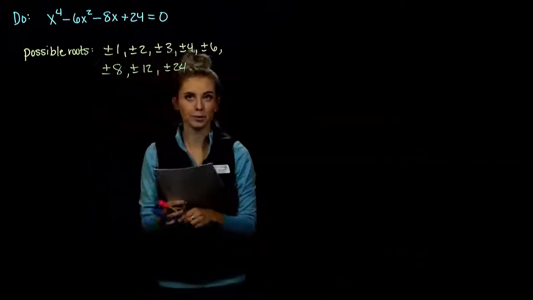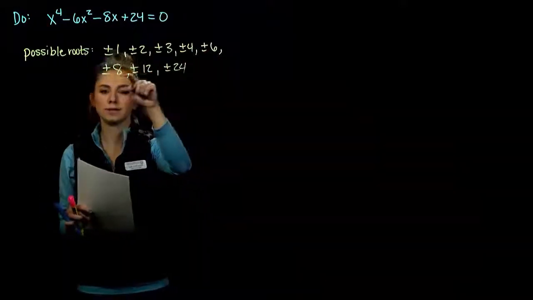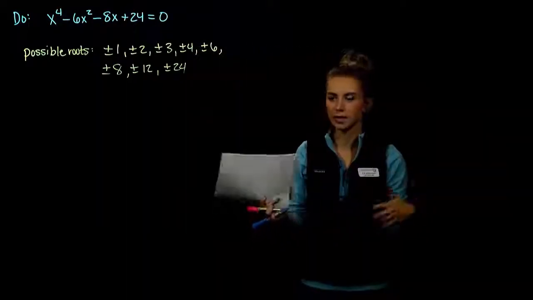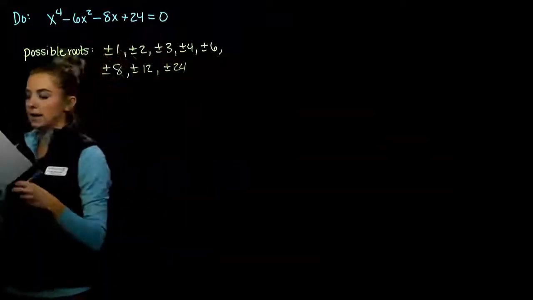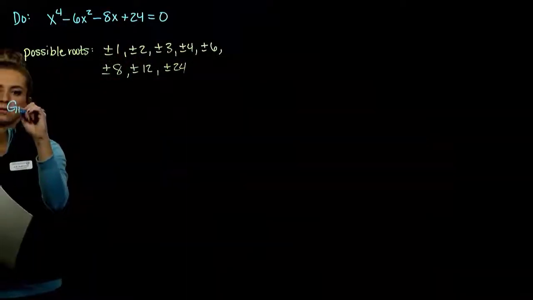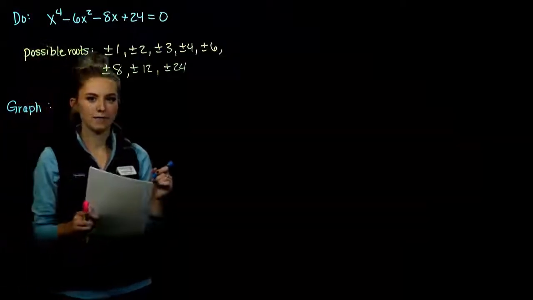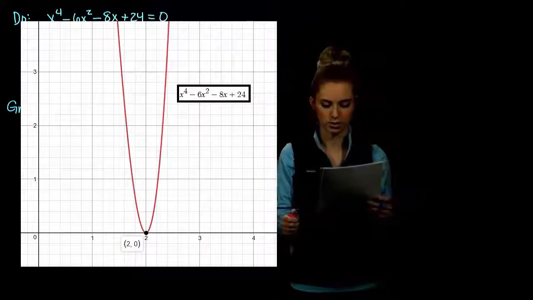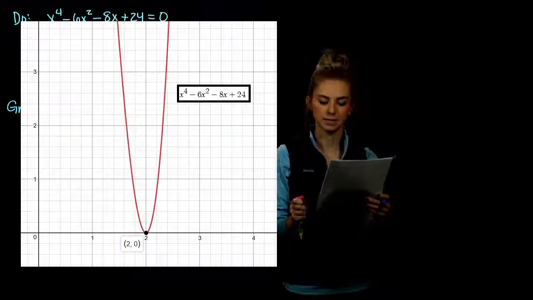A whole lot. I don't want to do synthetic division on all of them to find the roots, especially if we have multiplicity. I don't want to have to do it double time. So we can graph it and actually see. So graph that equation and see where we have x-intercepts at. Okay, so looking at the picture, where do we have an x-intercept at? Where is it crossing the x-axis?